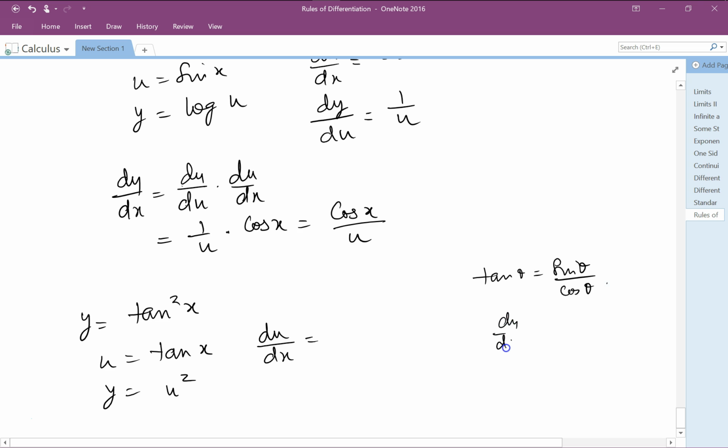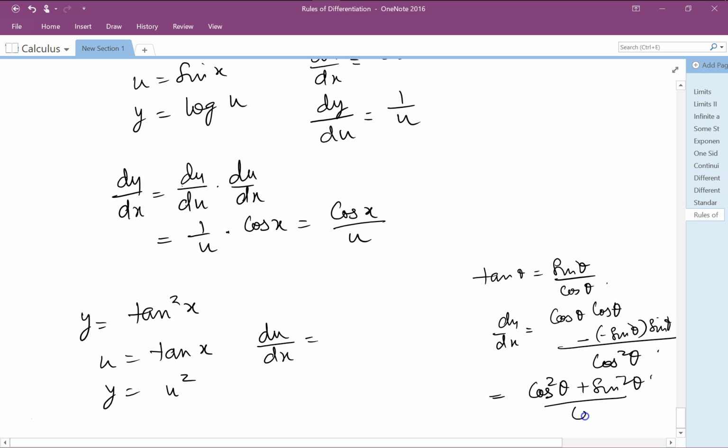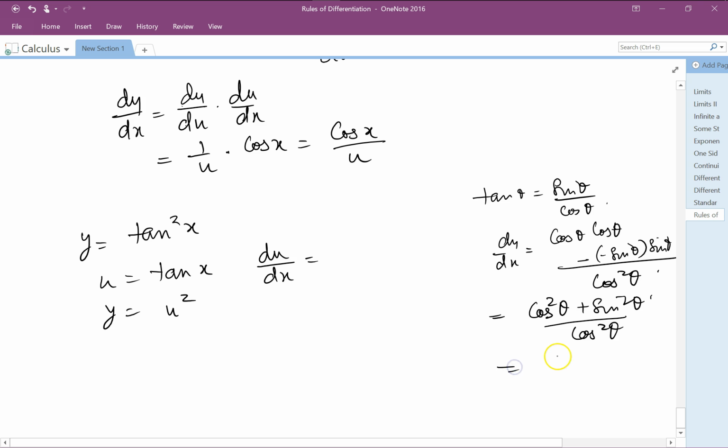Yes, dy by dx, quotient rule. So cos theta times cos theta, minus sine theta times minus sine theta, divided by cos square theta. So this is cos square theta plus sine square theta by cos square theta, which is equal to 1 on top and cos square theta, which is 1 by cos square theta. Sec square. So the secret is not to panic. So this is your dy by dx.